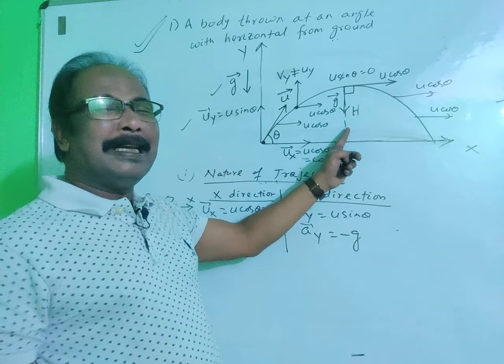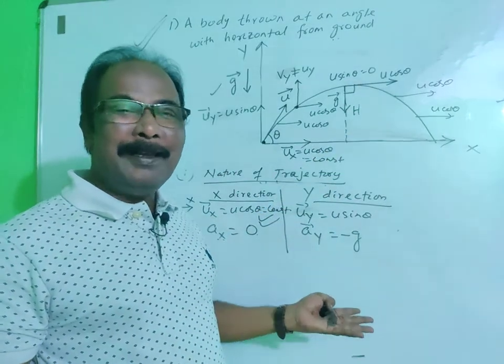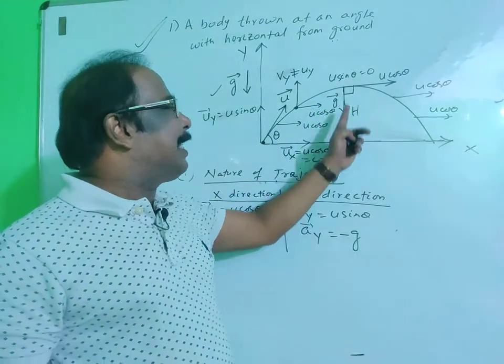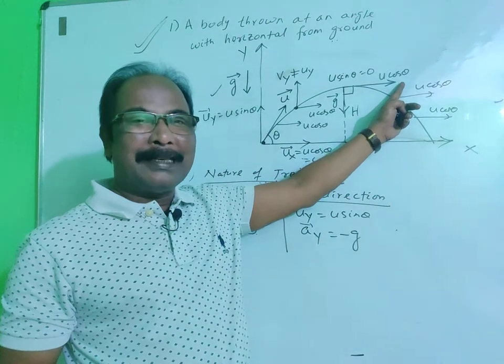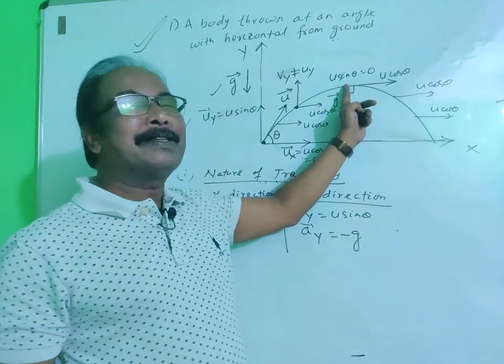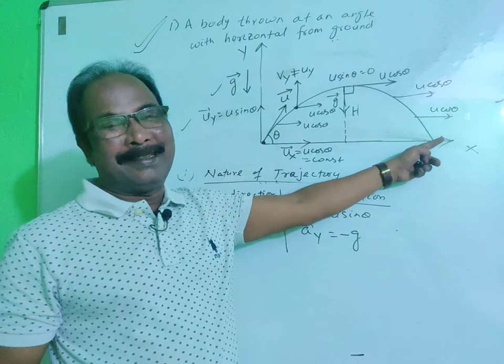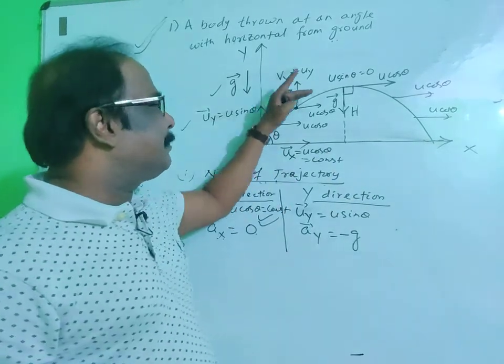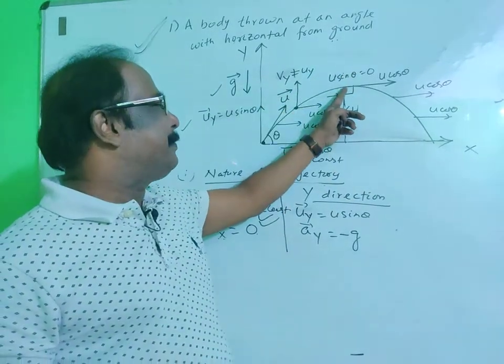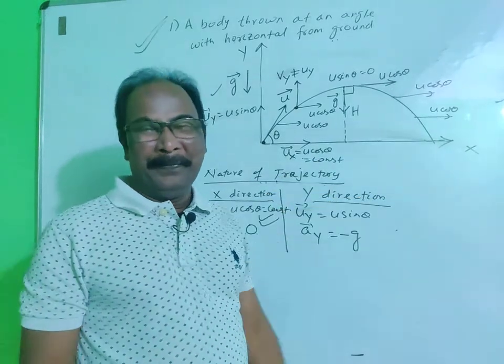If acceleration is g, then force is mg. Then force and velocity are in opposite directions, so the direction will change from this position. Of course, the direction is changing. From the highest position, it will move down.